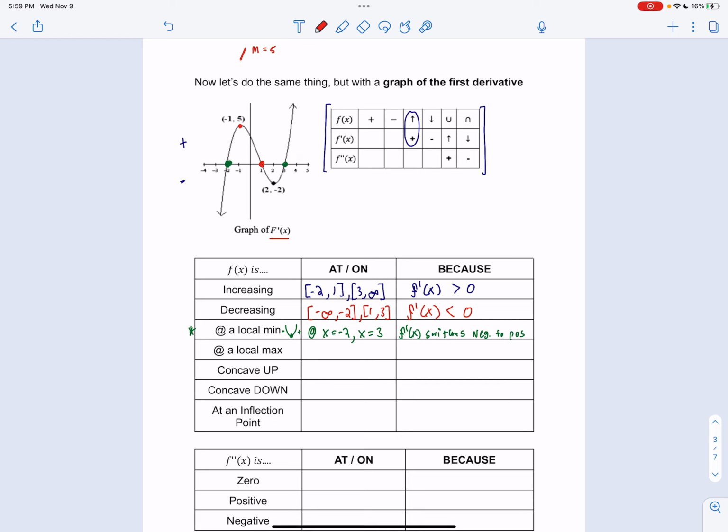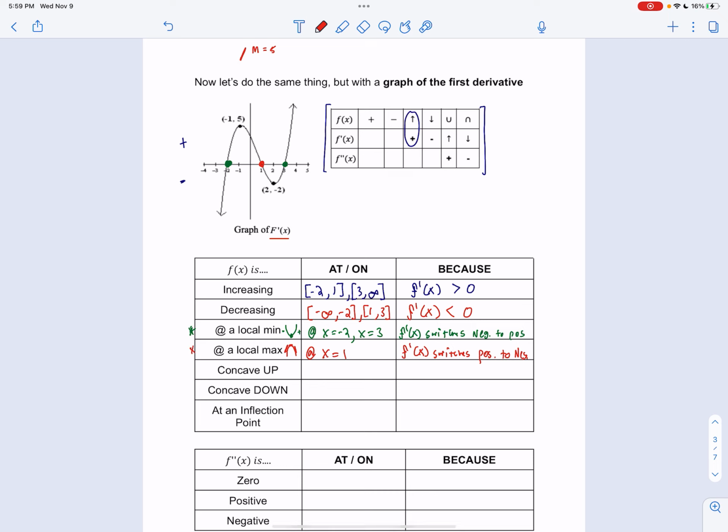Local maximum would be when the derivative, the slope of the tangent line, was positive, then is 0, and then is negative. So that's going to be at x is equal to 1. I'm going to erase this other red dot so it doesn't get confusing. And the reason there, f prime of x switches the other way. The derivative was positive. The original function was increasing. Now the derivative is negative, and now is decreasing.